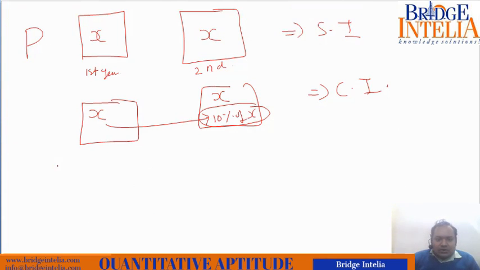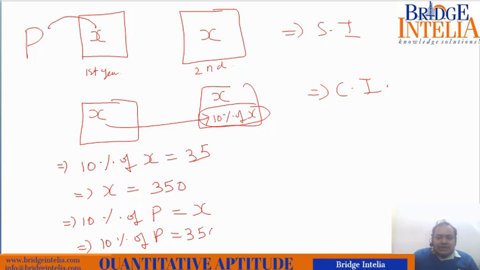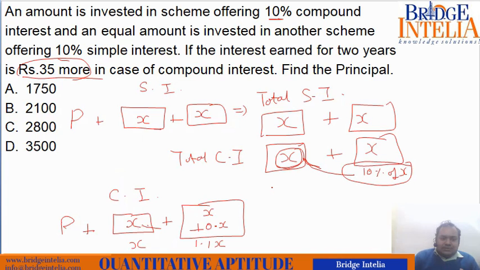Fine. So 10% of X is equal to 35. It means X is equal to 350. Similarly, X is 10% of P, because X is the interest you have earned in the first year. So 10% of P is equal to X. It means 10% of P is equal to 350, which means P is equal to 3500. So P comes out to be equal to 3500.